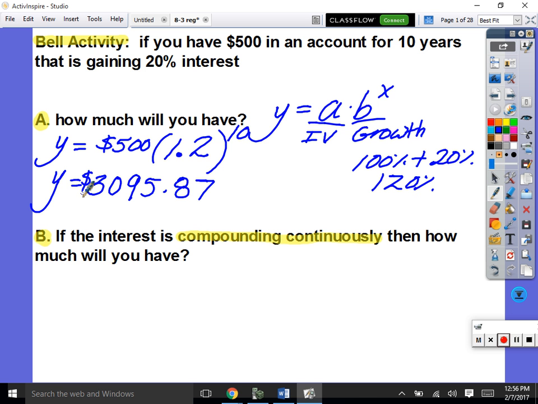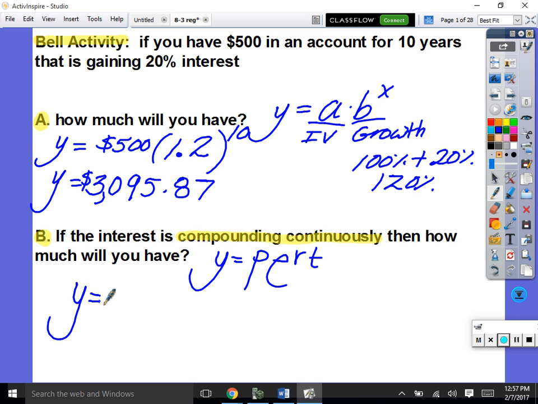Okay, so we have $3,095.87, right? Okay, now pay attention because now it's changing. The interest is now just not happening once a year. It's now compounding continuously. So remember, that means you're always getting interest at any given time of the day, at any given second. This is when we use the formula P times E raised to the RT, PERT.